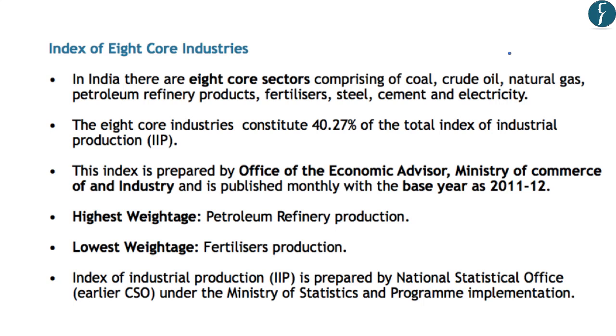Now, the growth of the industrial sector in India is measured through an index which is known as the index of 8 core industries. Now, as compared to this index of 8 core industries, there is another index which is known as the index of industrial production, or the IIP. Now, these 8 core industries constitute about 40.27% of the weightage in the index of industrial production. And that is why they are the barometer of growth of the industrial sector in the Indian economy.